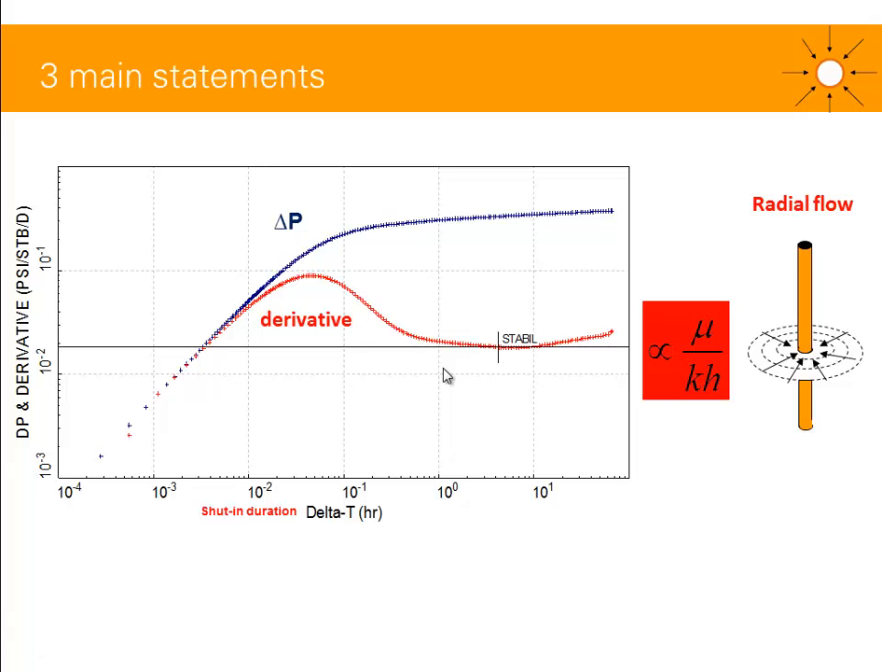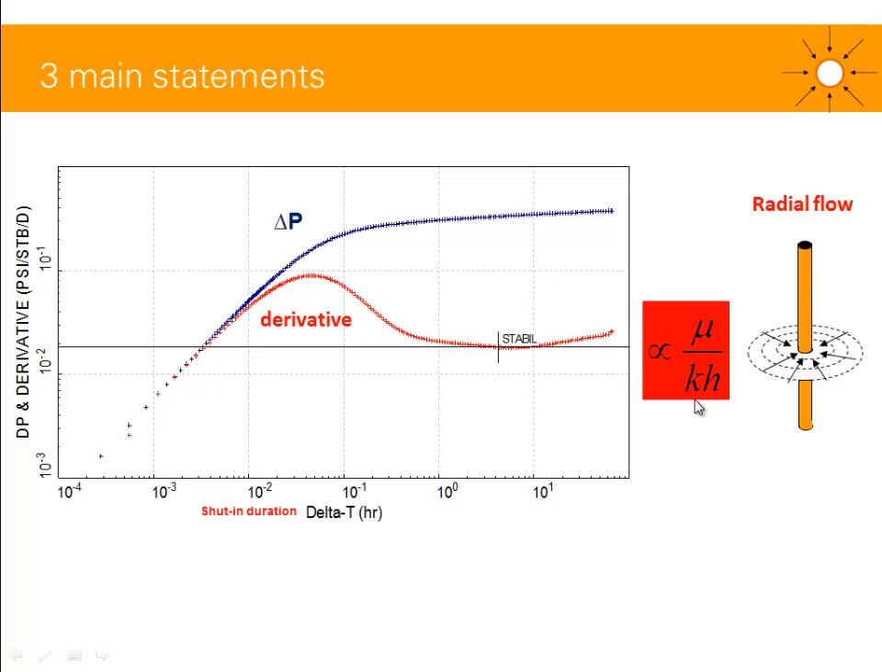Okay, let me repeat this first statement. A stabilization on your derivative plot could be indicative of radial flow regime, and the level of this stabilization is inversely proportional to kh over mu. So if I have a lower stabilization, I will have a higher kh. If I have a higher stabilization, I've got a lower kh.